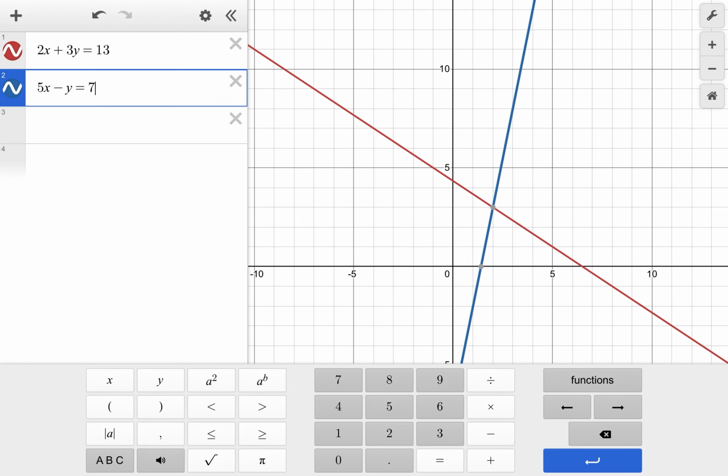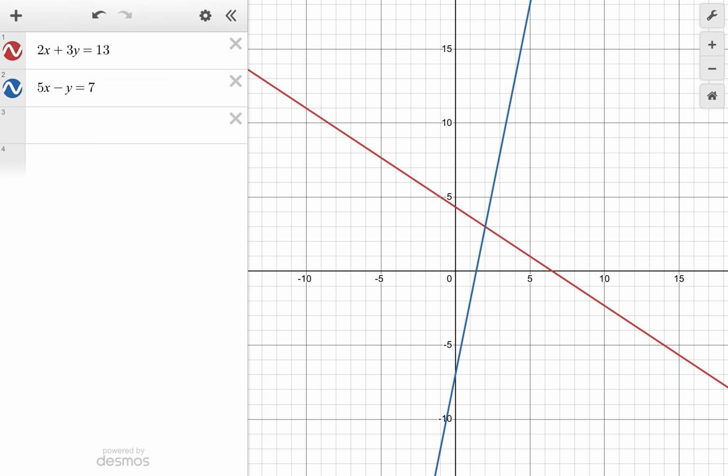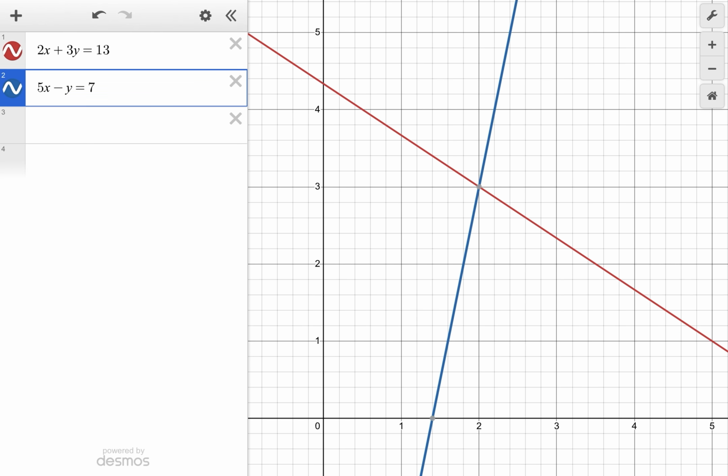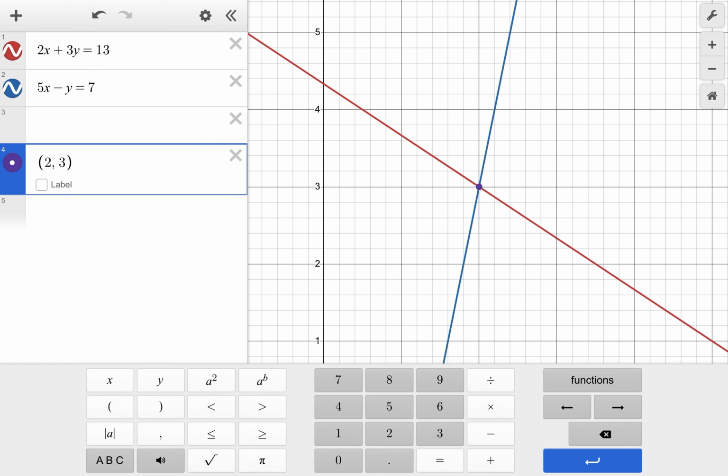Well, now, if you're trying to find the system of this, or trying to find the intersection of these two lines or these two equations, you can just obviously see that they both intersect at this point here, right? Tap on the point. That point here is 2 comma 3. So what that means is that an x value of 2 and a y value of 3, if you plug it into either one of these equations, it holds true, right?